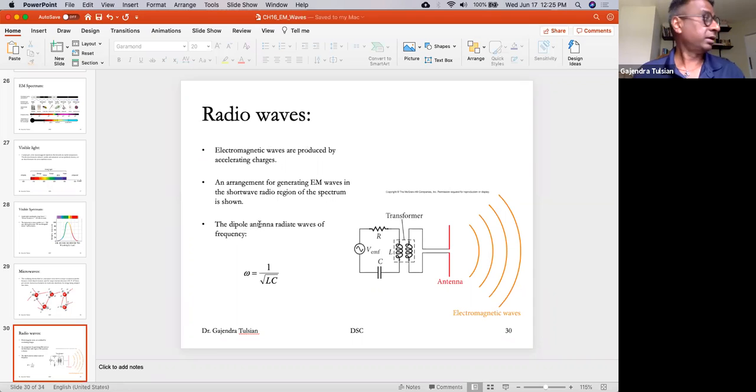The dipole antenna radiates waves of frequency 1 over square root of LC, where this is L, attached to a capacitor. So that's the frequency at which this radiates, and if you want to pump in the most energy, you have to pump it in at this frequency. It better match the frequency of the oscillator, which is hooked to this and radiating energy.